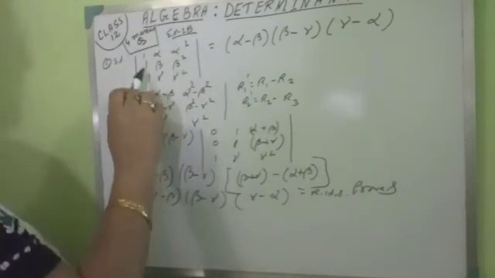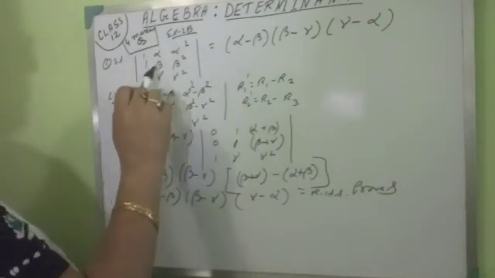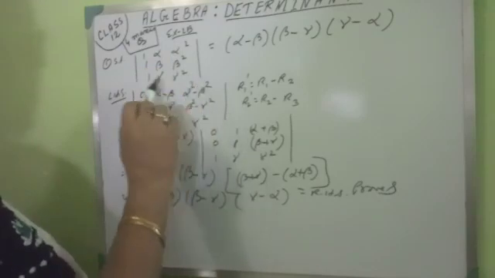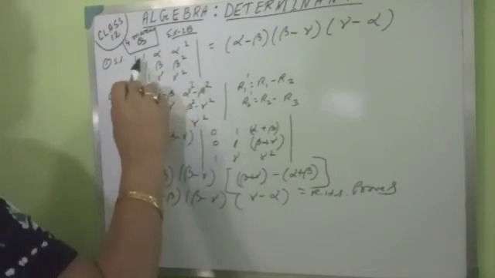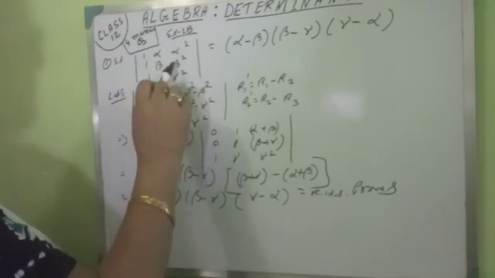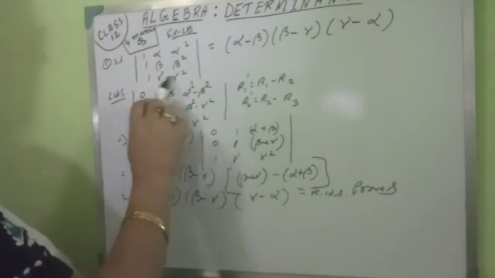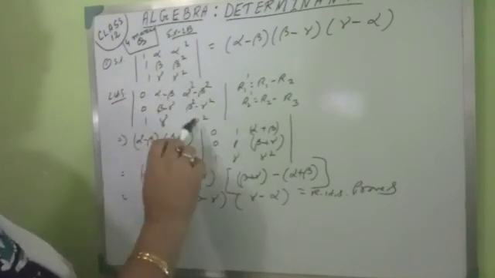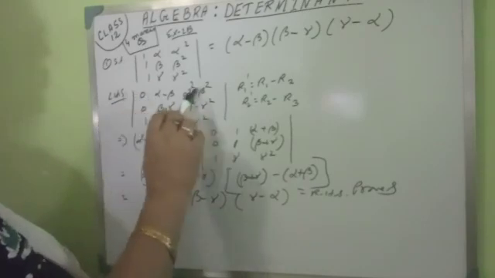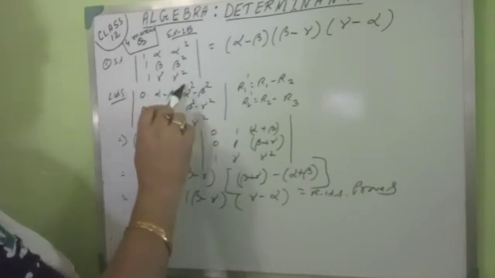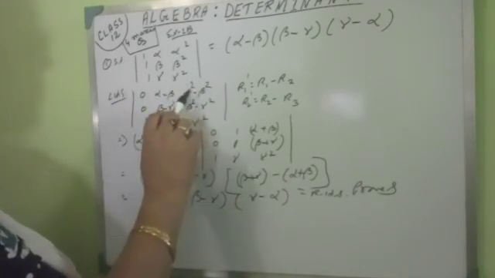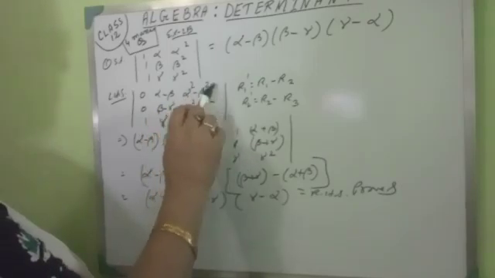The first row becomes 1 minus 1, that is 0, alpha minus beta, and alpha square minus beta square. Similarly, the second row will be 1 minus 1, that is 0, beta minus gamma, beta square minus gamma square. The third row will remain the same, 1, gamma, gamma square. Now from the first row, alpha square minus beta square means alpha plus beta into alpha minus beta.